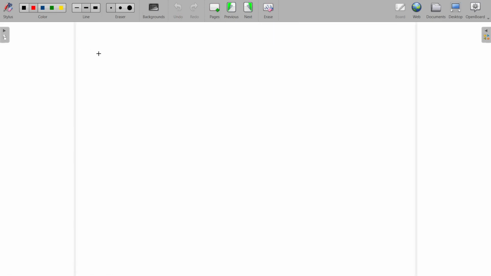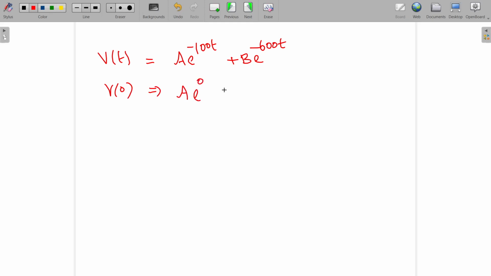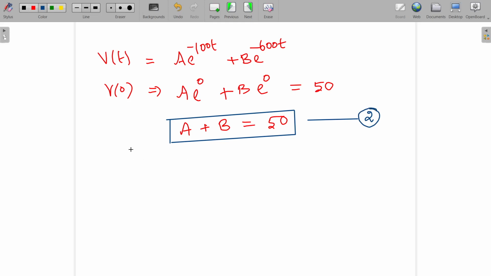Now take this V of t. What is V of t? That is given as A into e power minus 100t plus B into e power minus 600t, isn't it? In this, V of 0 is what? V of 0 is by substituting t as 0, right? So A into e power 0 plus B into e power 0 is equal to how much value? It is 50. It is given in the problem itself. So A plus B is equal to 50. Now take this as equation number 2.